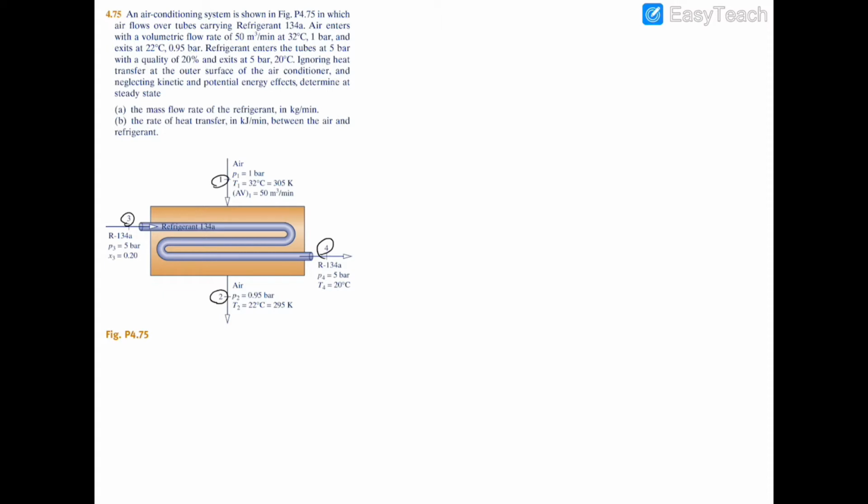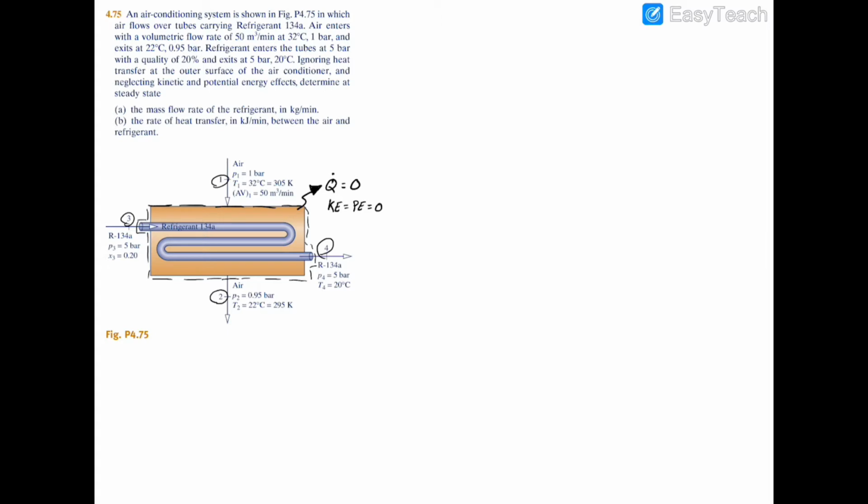We can ignore the heat transfer from this entire system with the surroundings. So if we draw our system boundary, it'll be something like this, which would be around the entire system. Make sure you get every inlet and every exit. And we're going to say that the heat transfer from the conditioner to the surroundings, so Q dot, is going to be equal to 0. Also, we can assume that the kinetic energy and the potential energy are both equal to 0.